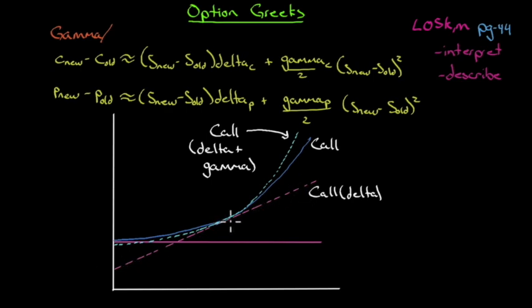So for small changes in the underlying, it was fairly good. But as we keep moving further and further away from that, delta combined with gamma comes very close to approximating what the call would be, to the point where you would say, well, it's pretty precise.